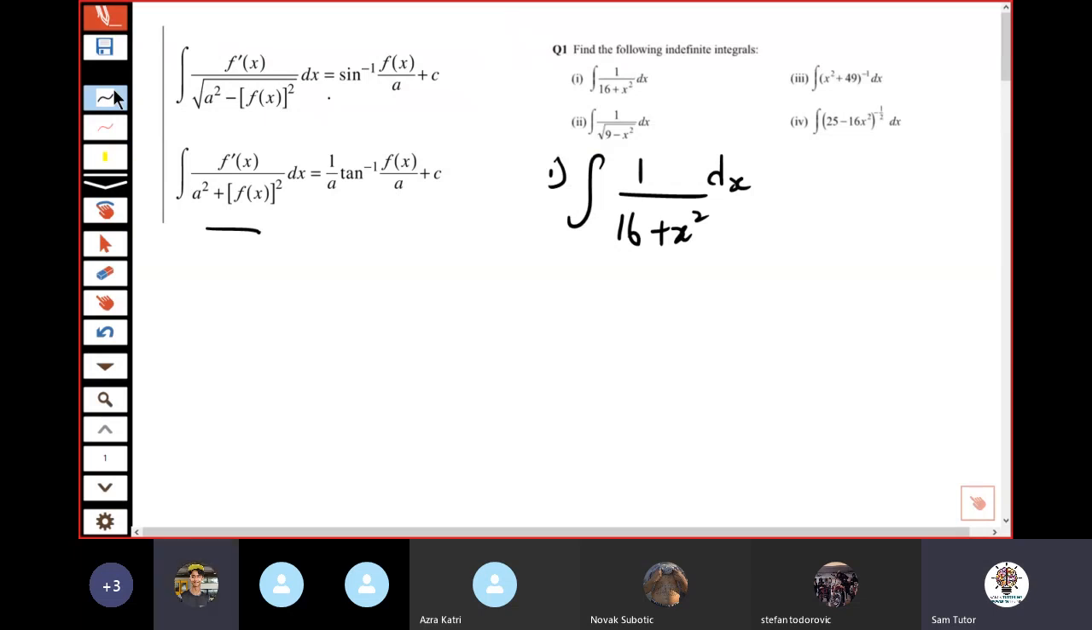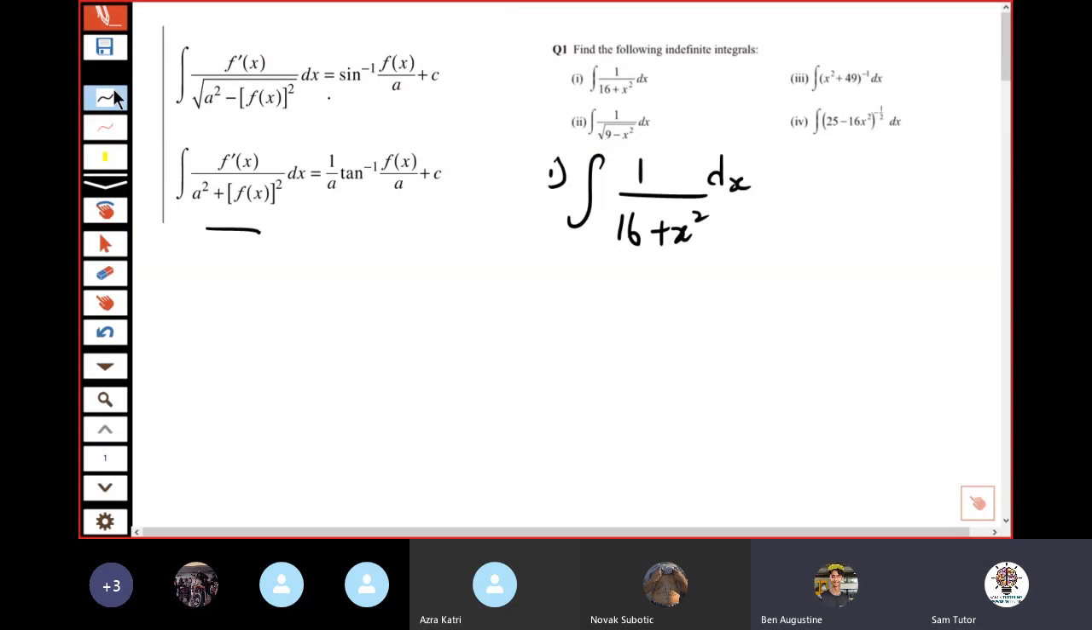Triple I. The integral of half over 1 plus 4x squared dx. Okay, let me know, all copied down?